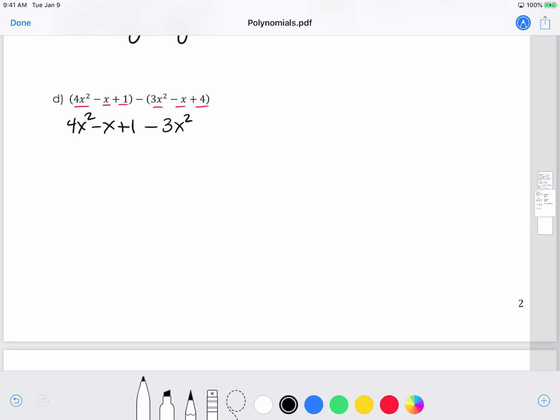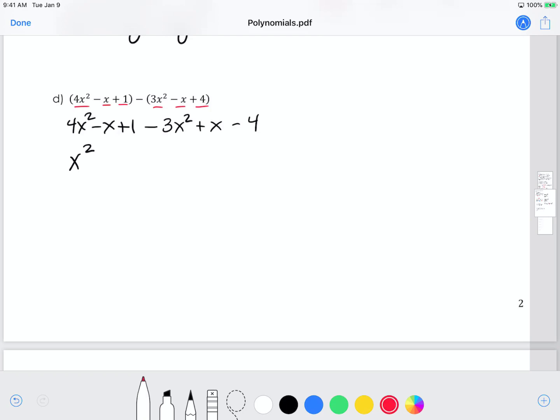I'm going to subtract a negative x, which gives me a positive x, and I'm going to subtract 4, which gives me minus 4. And now I combine like terms. I have 4x squared and a minus 3x squared. That gives me x squared. I have a negative x and a positive x. That adds to give me 0, so I have no more x's.